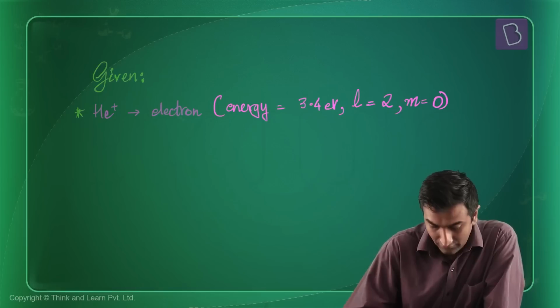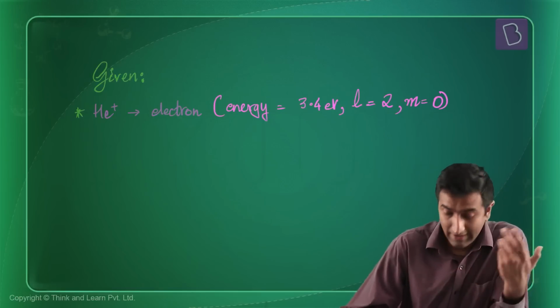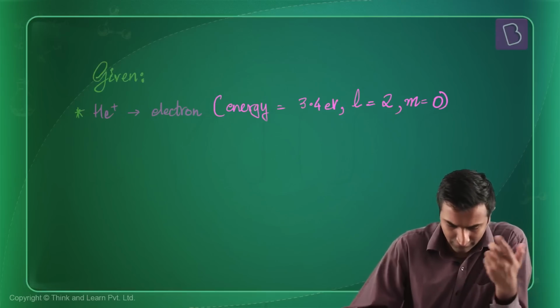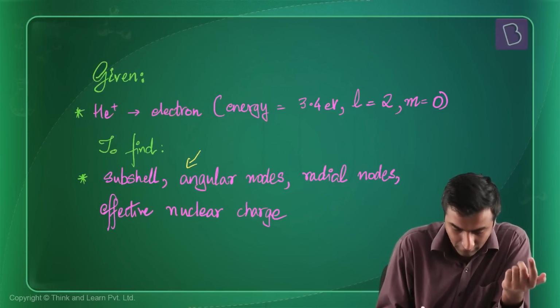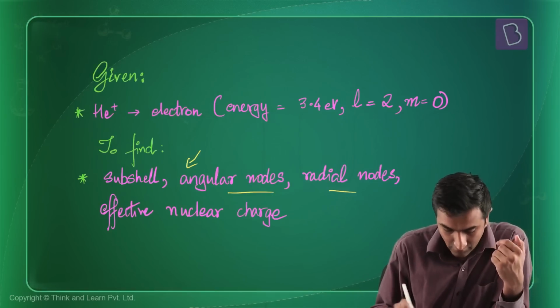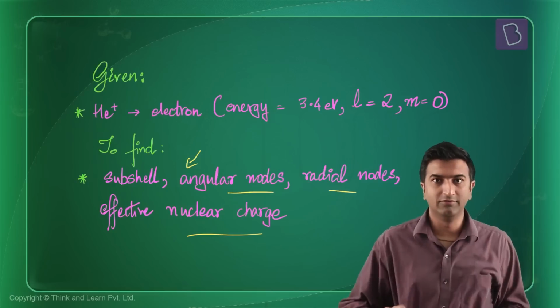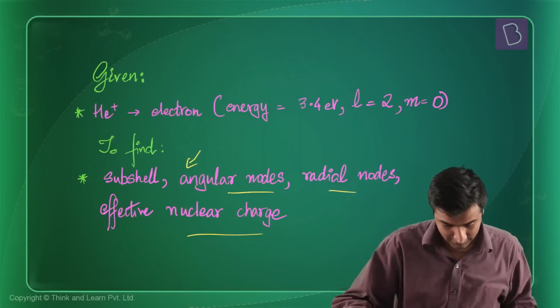So we're given that there's an electron in He+, and the energy is given, L is given, and M value is given. L is the azimuthal quantum number, M is the magnetic quantum number. We need to find out basically the subshell it is in, because the 4D idea was there, angular nodes, radial nodes, and also effective nuclear charge. The last part scares me for some reason.